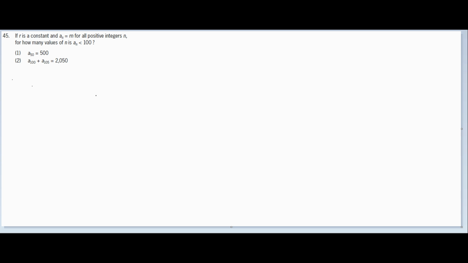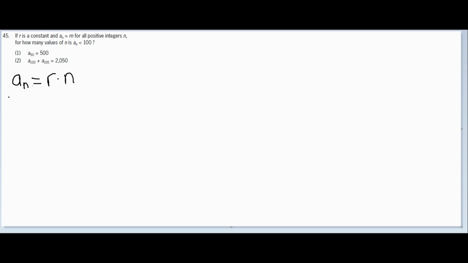So the next question we'll look at is number 45 from the Official Guide to the GMAT, which says that if r is a constant and a sub n equals r times n for all positive integers n, for how many values of n is a sub n less than 100? Okay, so there's not much we can really simplify here. We'll just write down the crucial given information here. A sub n equals r times n, where r is a constant.